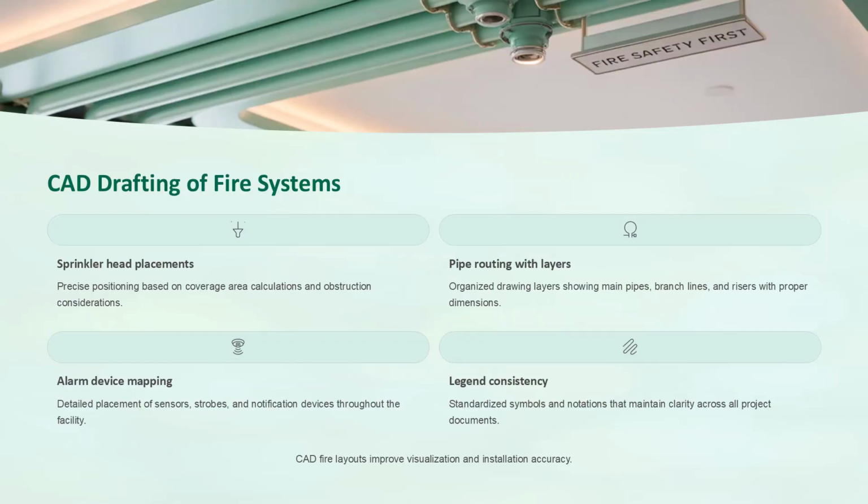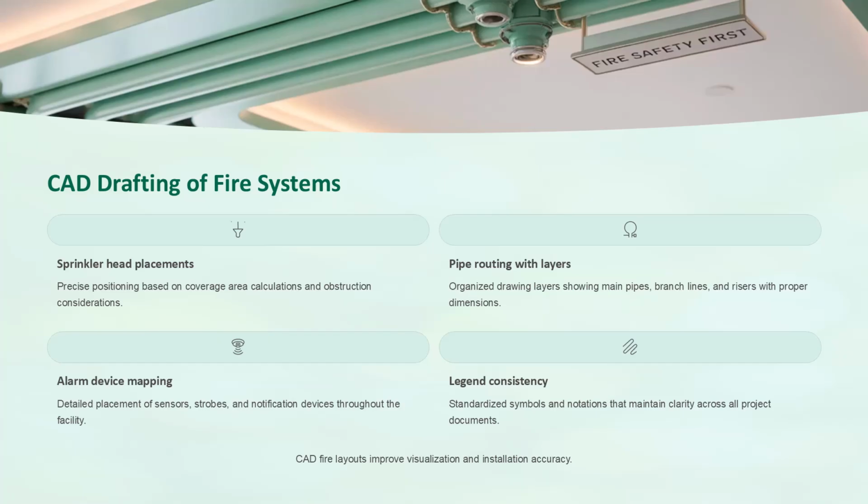CAD drafting of fire systems. Let's explore CAD drafting of fire systems. Sprinkler heads are placed with exact coverage areas. Pipe routing is shown with layers for main and branch lines. Alarm devices are mapped in detail. Standardized legends explain all notations.